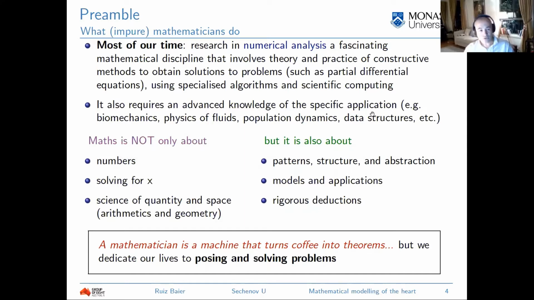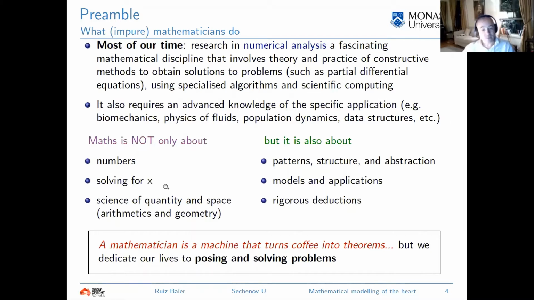So as you probably know already from the few things that you've seen in the university in terms of mathematics, it's not just about numbers. It's not just solving for x squared equals y.